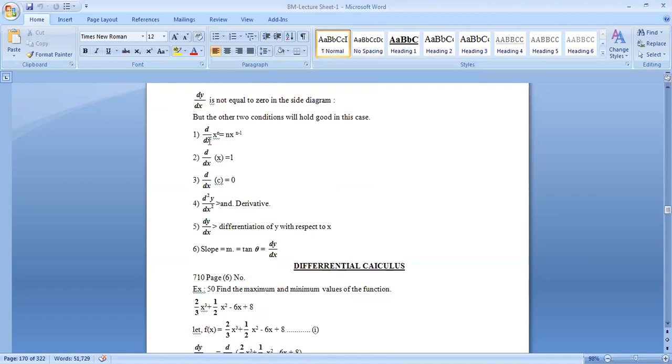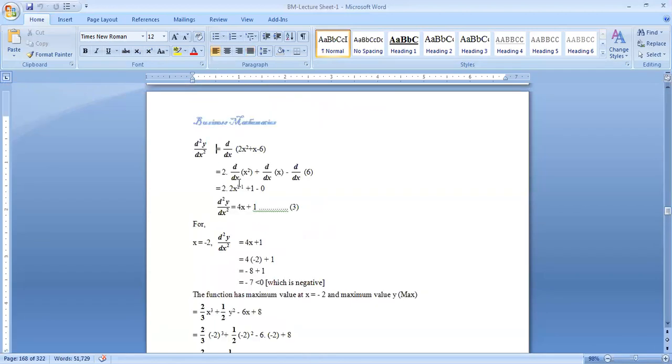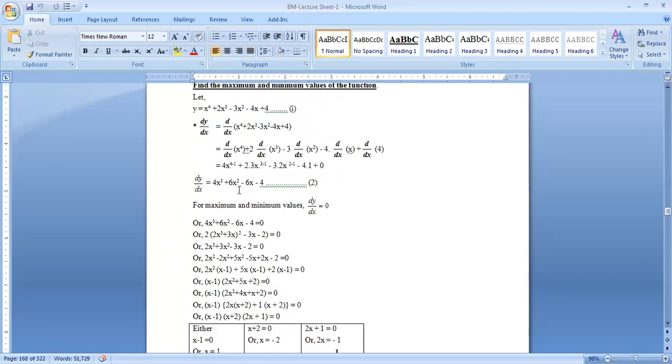Using just this formula, d/dx of x to the power n equals n into x to the power n minus 1. Similarly, the differentiation of x equals 1, and the differentiation of any constant must be 0. This is the main formula for us.